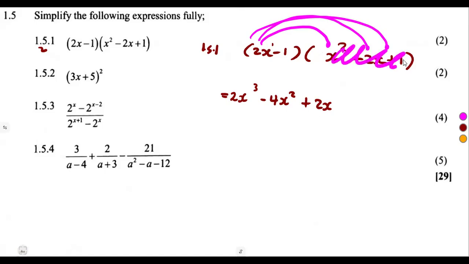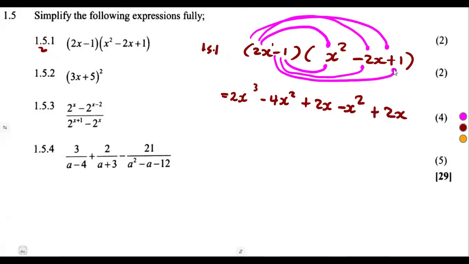It multiplied everything. The same concept, minus 1 to x squared. This was going to be minus x squared. We do the same thing, the minus 1 to the minus, that's a positive. All right. Then minus 1 and positive 1, minus to a positive, that's a minus. So we're going to have negative 1.